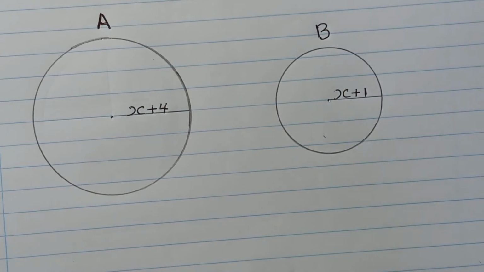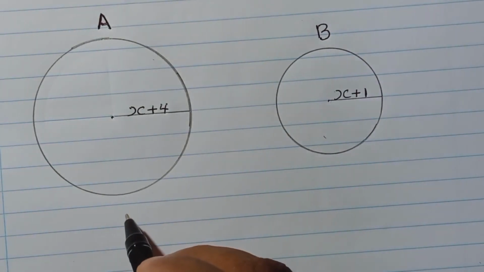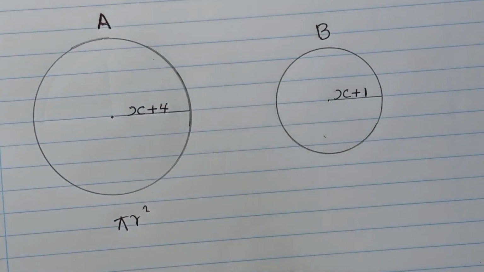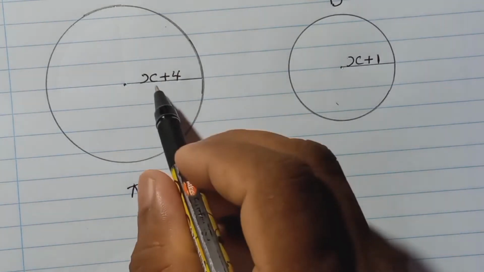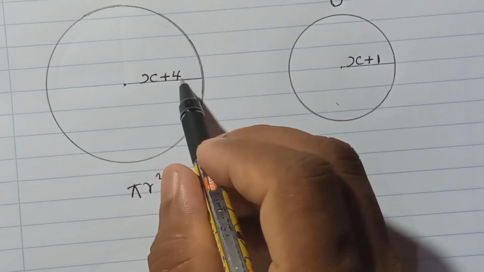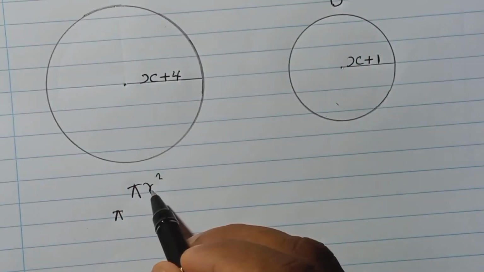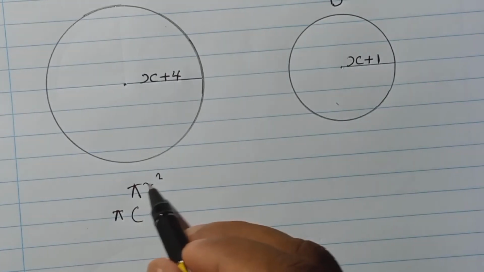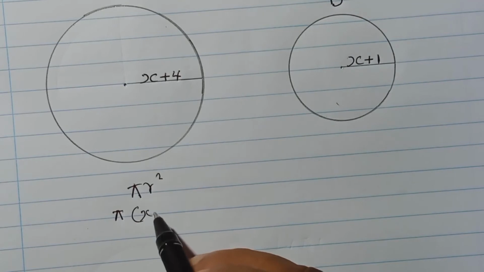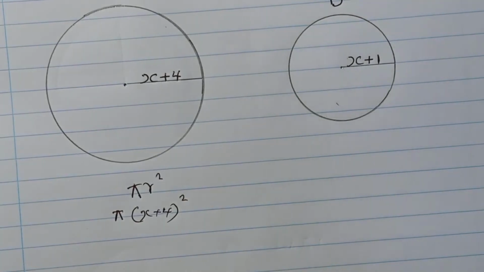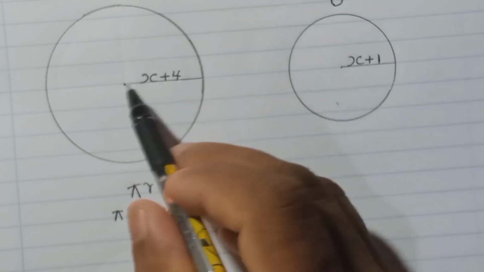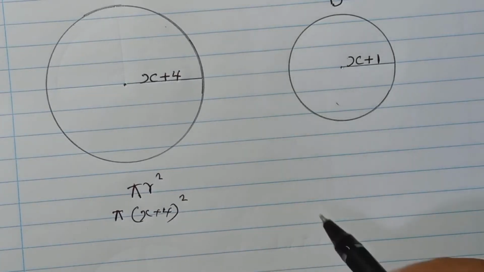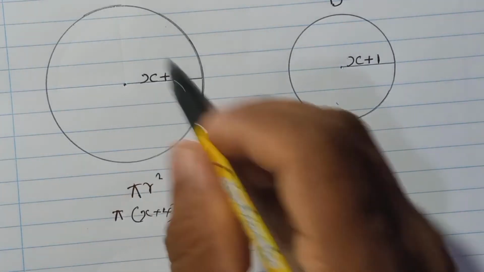Okay, now this one area, how to find? Very simple, pi r square. No, this is a complete circle. Very simple, pi r square. Now here they are given x plus 4. So here we need to write pi, and for the r I need to write x plus 4. I will put it inside the bracket. Now here r I replace, right? x plus 4 square. Here they are given x plus 4, no? So for the r you need to put that whole thing, x plus 4 square, like this. Now this is the area of this circle.